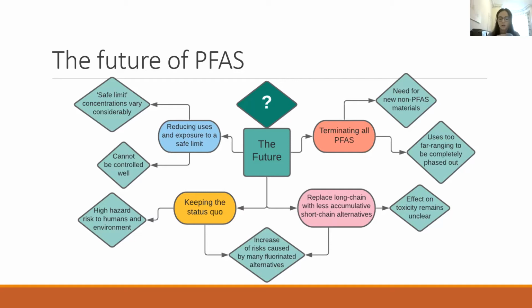Essentially, there is a lot of gray area with what to do about PFAS in the scientific community. So essentially, we have to see what directions the industry is taking in the coming years to see whether we're going to have PFAS around in the coming decades or not.